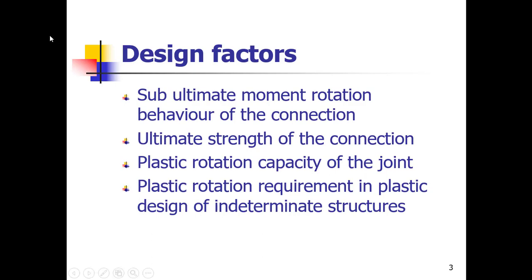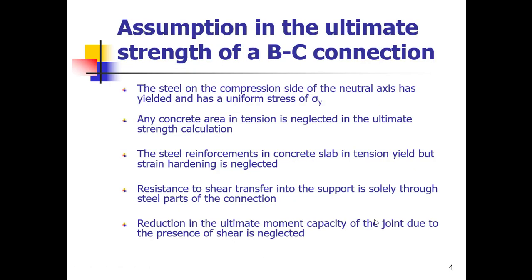The first factor is the ultimate moment rotation behavior and ultimate strength of the connection, the plastic rotation capacity of the joint, and the plastic requirement, that is, to have a proper mechanism. What is required is to have plastic hinges, especially in intermediate structures.